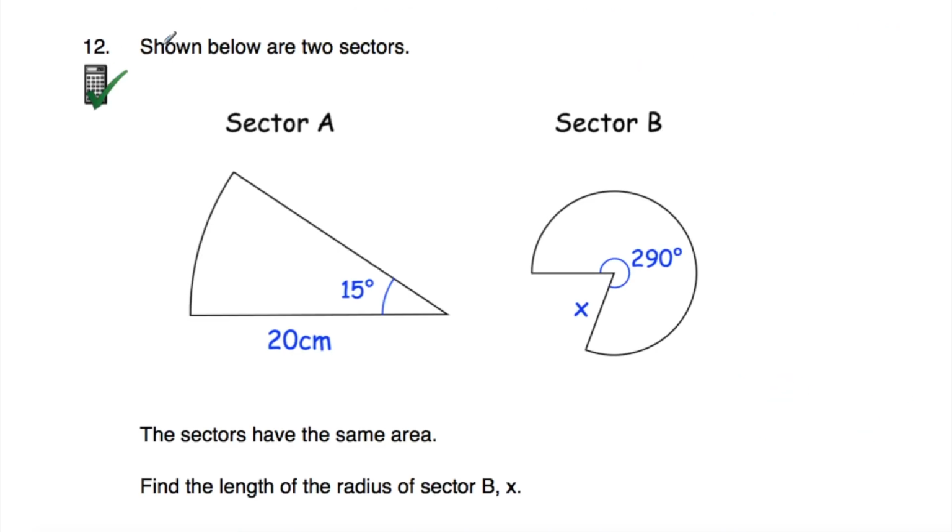Okay, let's look at our next question, question number 12. Question number 12 says, shown below are two sectors. So we've got sector A and sector B, and the sectors have the same area. And we've been asked to find the length of the radius of sector B, x. So we want to find this length here.